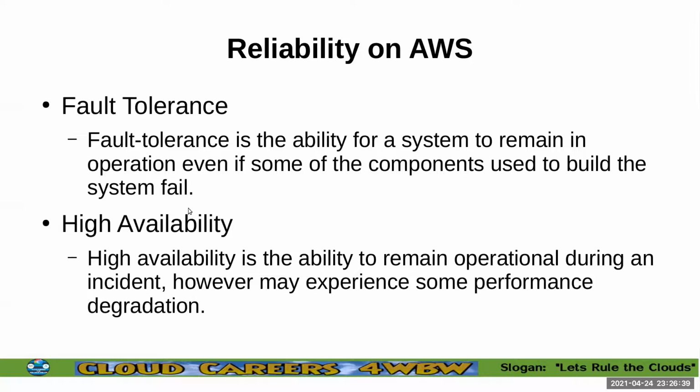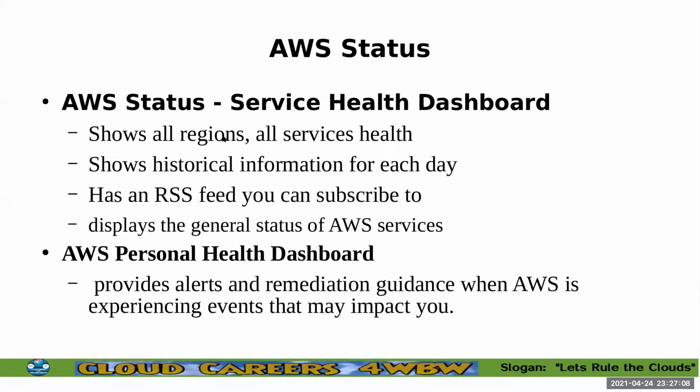When you talk of fault tolerance, this is completely different from high availability, which is the ability to remain operational during an incident, however, may experience some performance degradation, right? You try to ensure that the system is available, but you may experience degradation. But here, the system should always remain in operation, even if some components fail. So there's a difference between fault tolerance and high availability. We did know the difference between these two, the service health dashboard and the personal health dashboard.